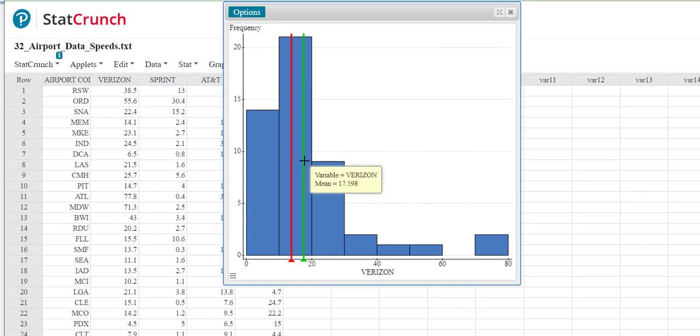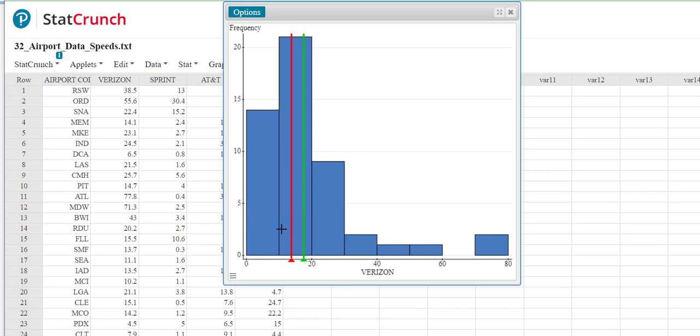So the mean appears to be 17.598. And then if I hover over the red line, the median is 13.9. And so this is why this graph is skewed right. Notice that we have some unusual observations here. Those are called the outliers. And so a good way to tell which way the skewness is happening is to look at which side of the median the mean is. So here's the median, the red one, and the mean is to the right of the median. So that means we're going to have a data set that's skewed right.